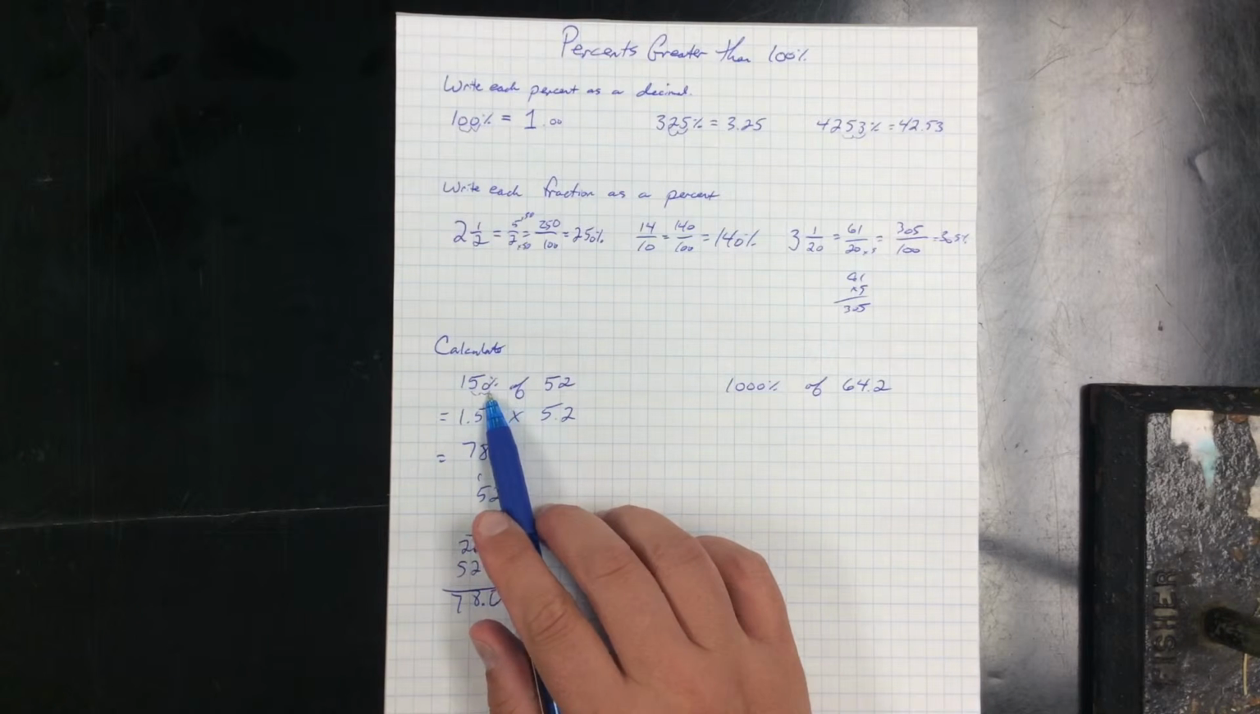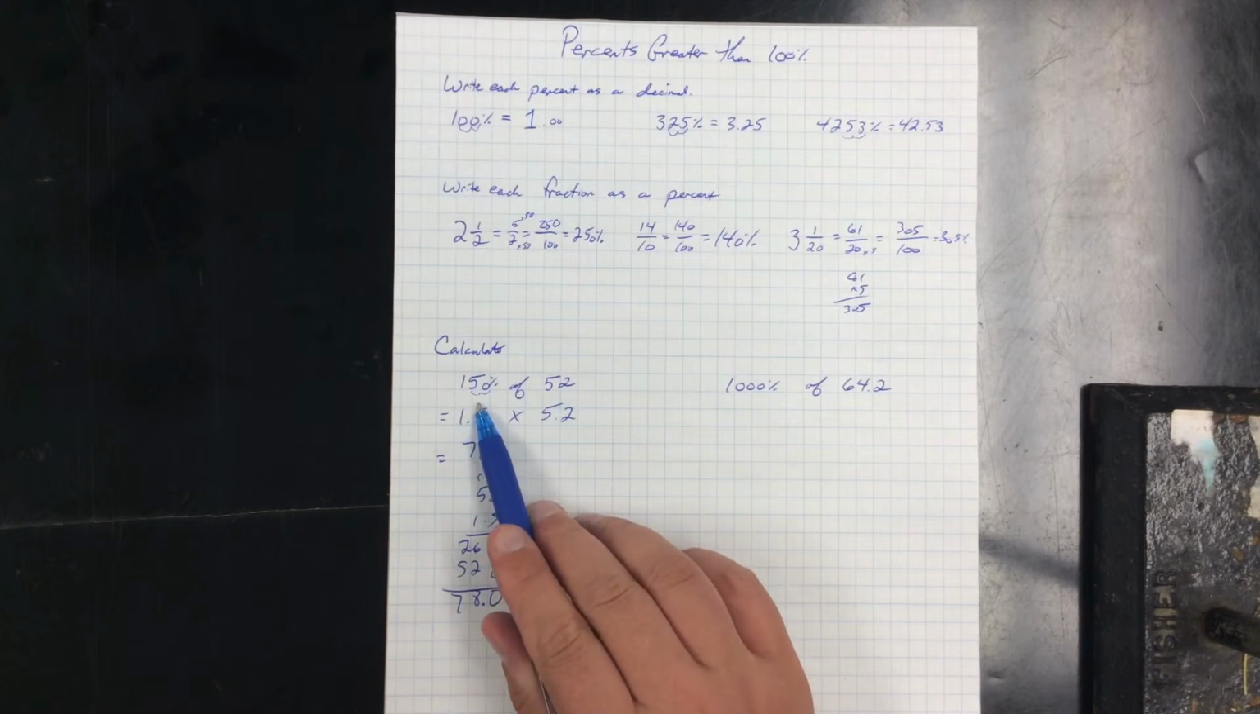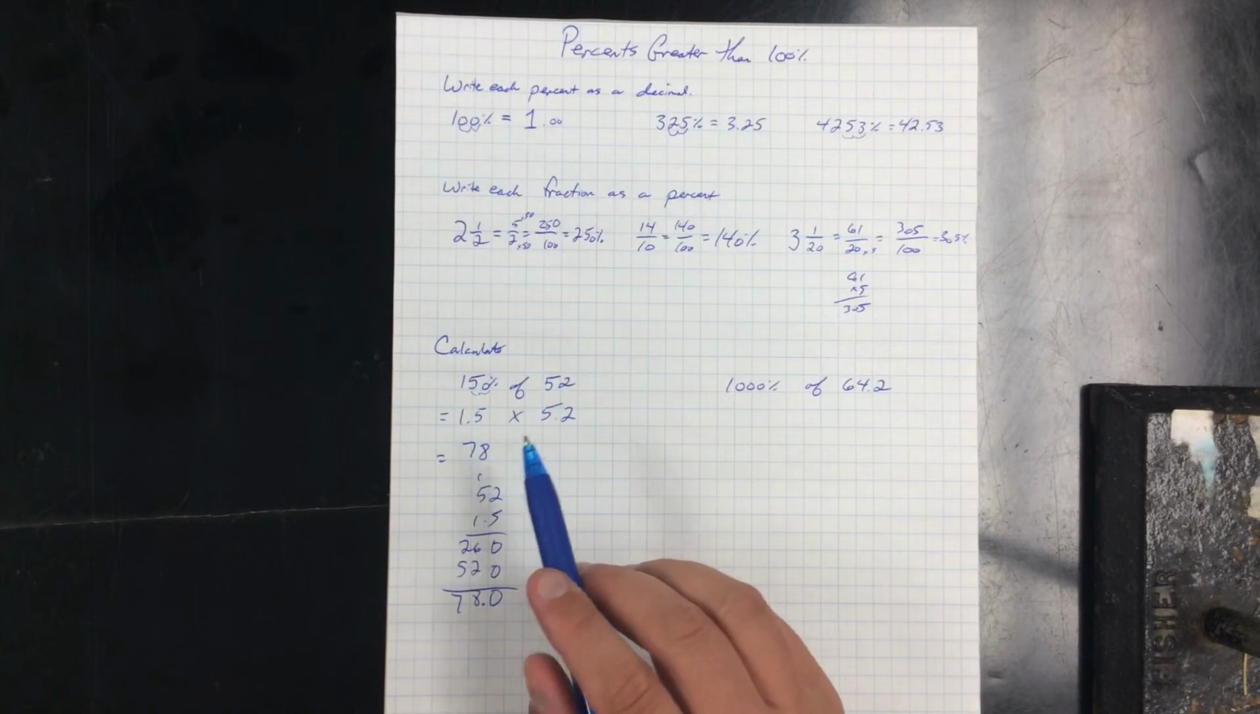So 150%, so it's going to be larger than the original 52. So it's 1 of that amount, and then half of it again puts us at 78.